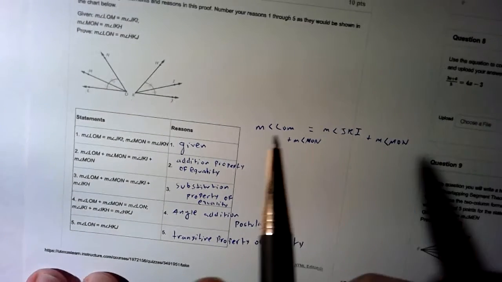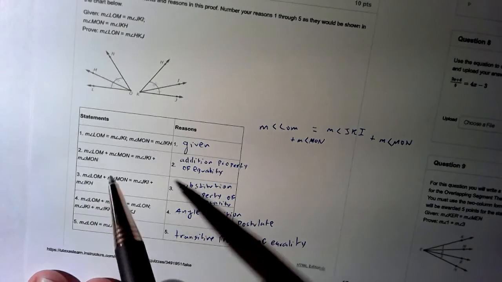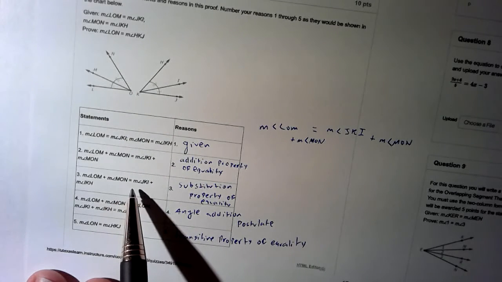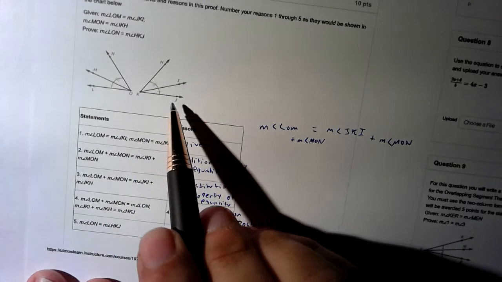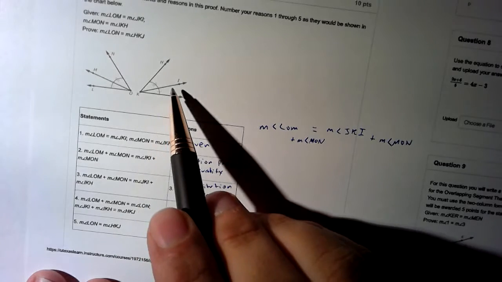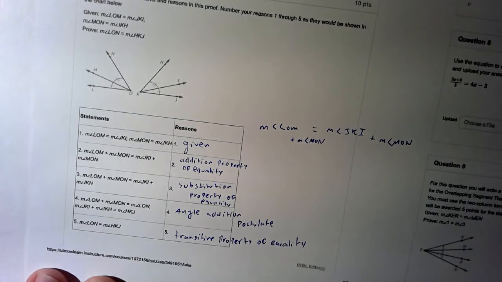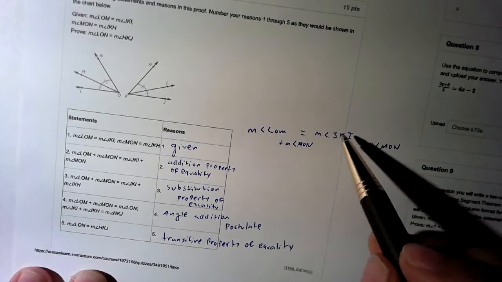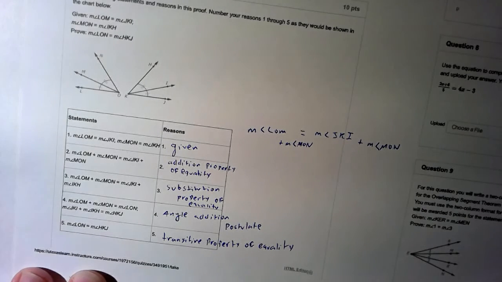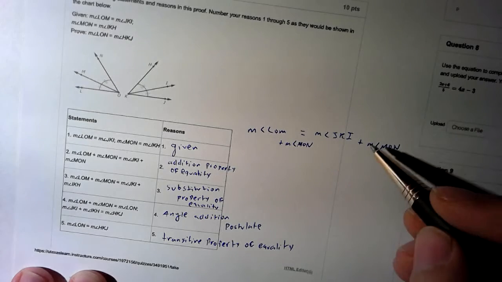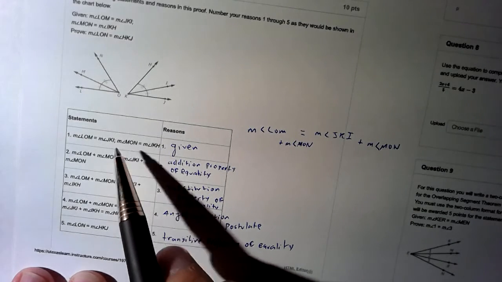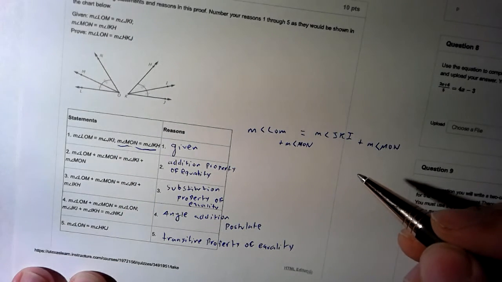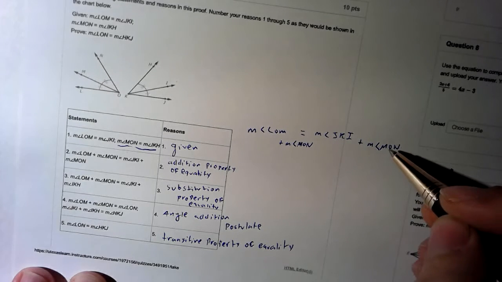Okay, next one says measure of angle LOM, this little one, plus measure of angle MON, this little one, equals measure of angle JKI, that's over here, plus measure of angle IKH. So you might be wondering, how in the world did they go from the previous statement to the next statement? If you go back to the given, measure of angle MON equals measure of angle IKH, they just substituted, that's all.